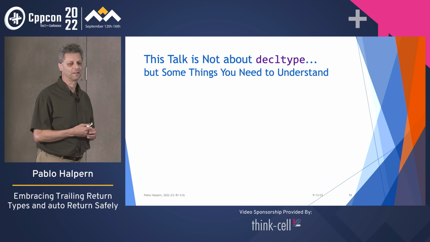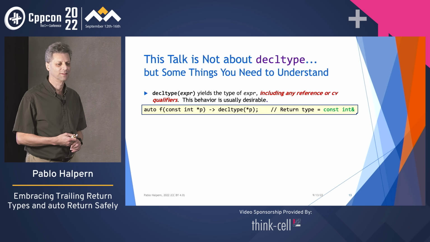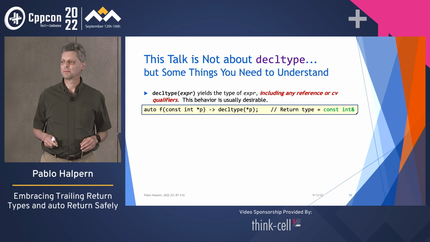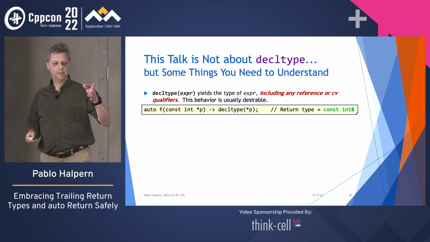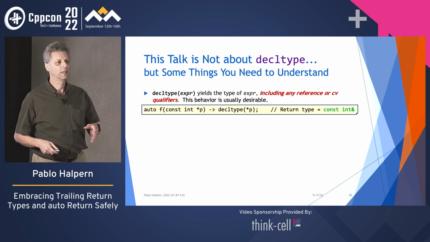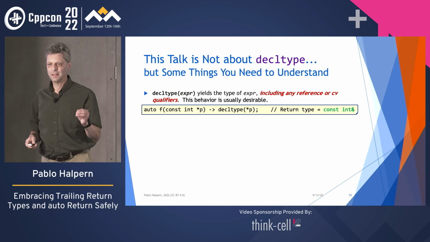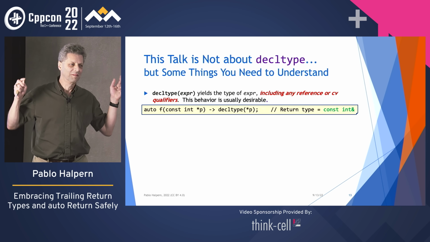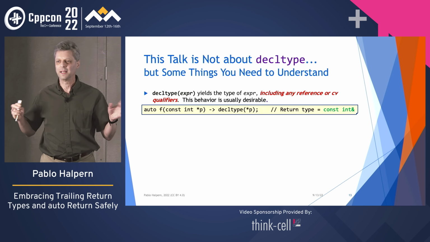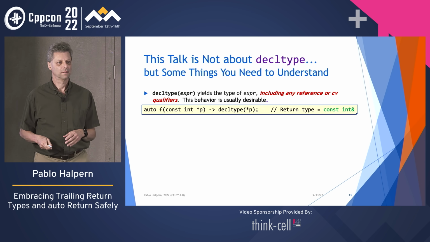So this talk is not about decltype, but there are some things you really better understand about it as we go on. One of the things is that when you say decltype and you pass it an expression, it preserves everything about the type of that expression, including whether it's a reference and whether it's const or volatile qualified. And if the expression is an lvalue, meaning something you can modify, or you can assign to, you can take the address of, really, with an lvalue, you can think of it as something you can take the address of, then it shows up as a reference.